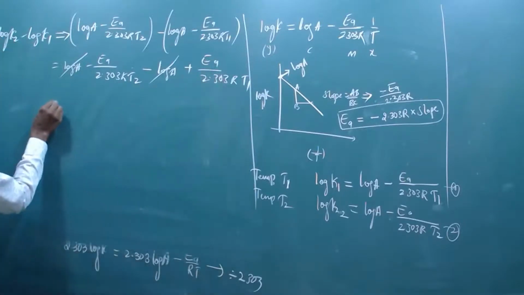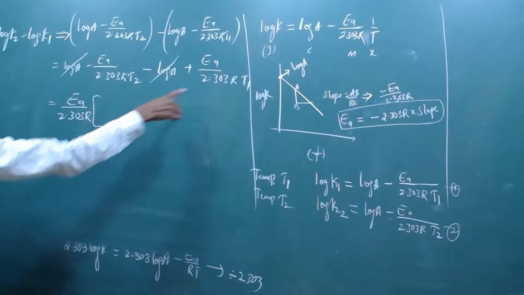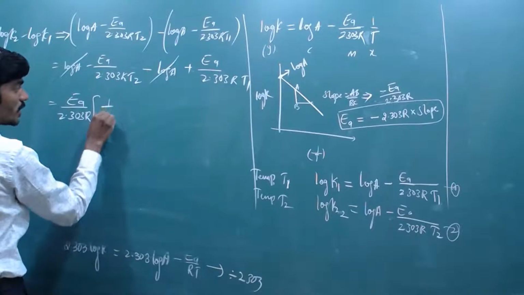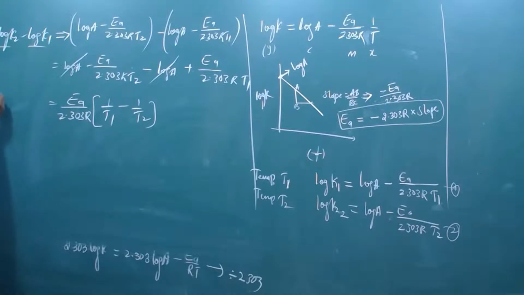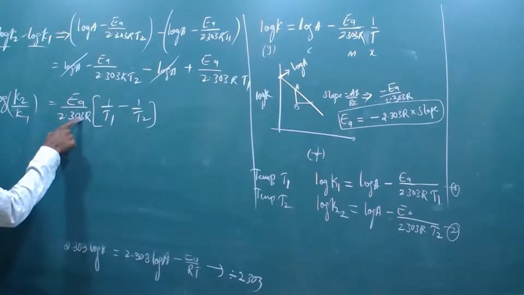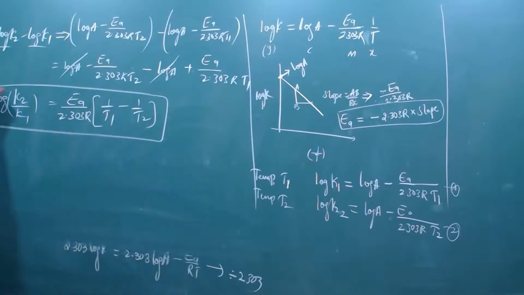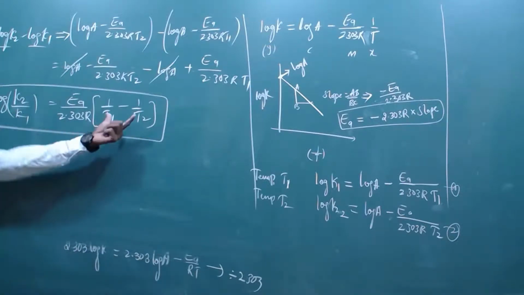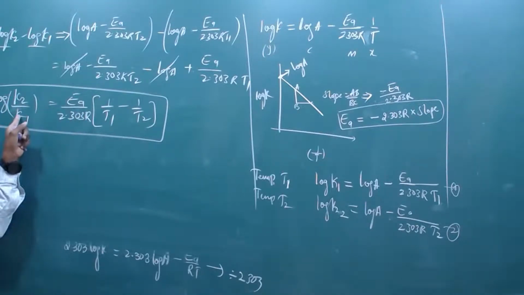EA by 2.303 R is common. So if you take this common, 1 by T1 minus 1 by T2. So this is log A minus log B. We can write it as log A by B. So log K2 by K1 is equal to EA by 2.303 R into 1 by T1 minus 1 by T2. This is the expression for activation energy at two different temperatures. Activation energy can be calculated by knowing the rate constant values.